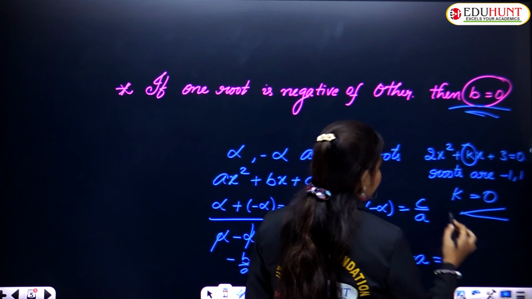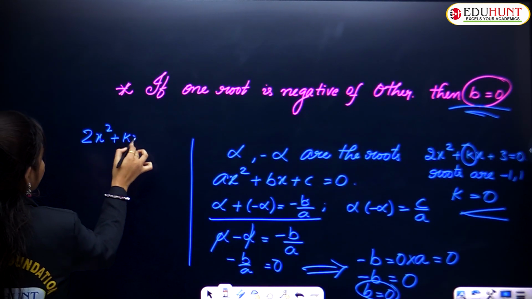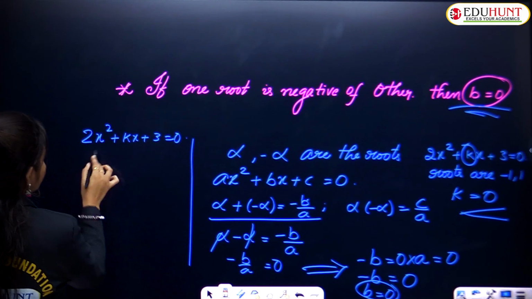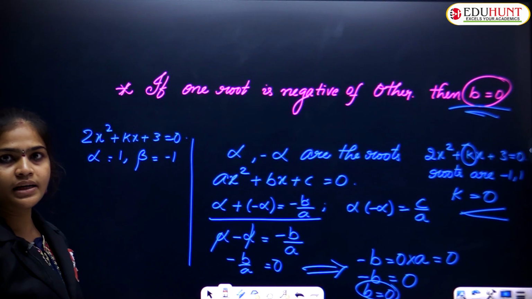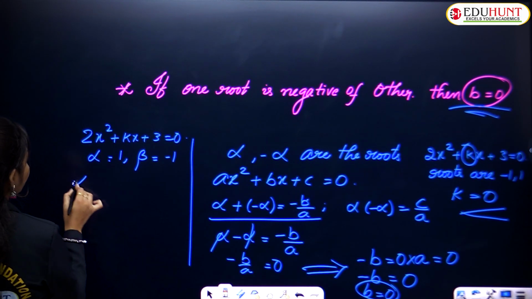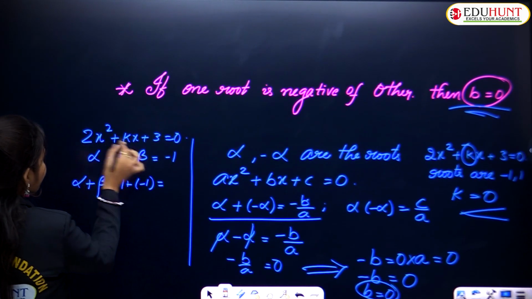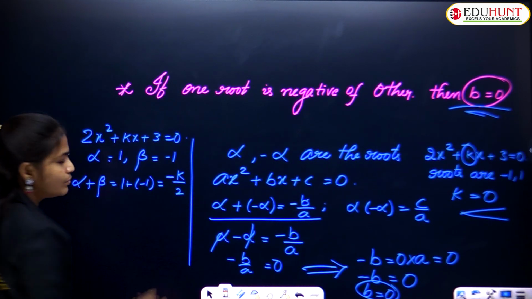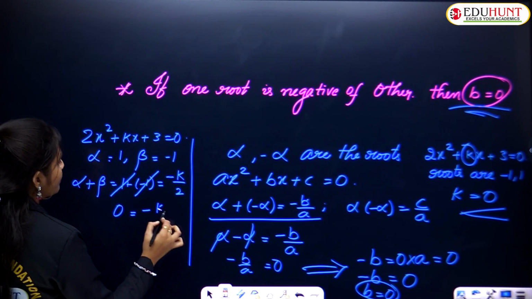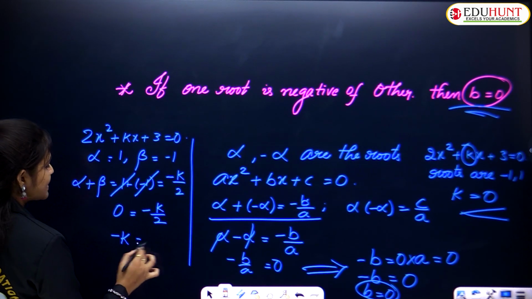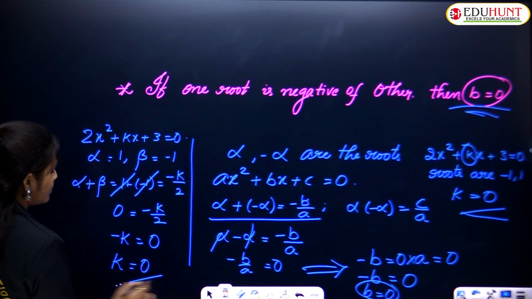Just to see that, if you take 2x square plus kx plus 3 is equal to 0 as an example, the roots are alpha is equal to 1, beta is equal to minus 1. Let us take the sum of the roots. Alpha plus beta is equal to 1 plus minus 1 is equal to minus b by a, so minus k by 2. Clear? Plus 1 and minus 1 get cancelled, so 0 is equal to minus k by 2. From this, minus k is equal to 0 into 2 is equal to 0. So k is equal to 0.